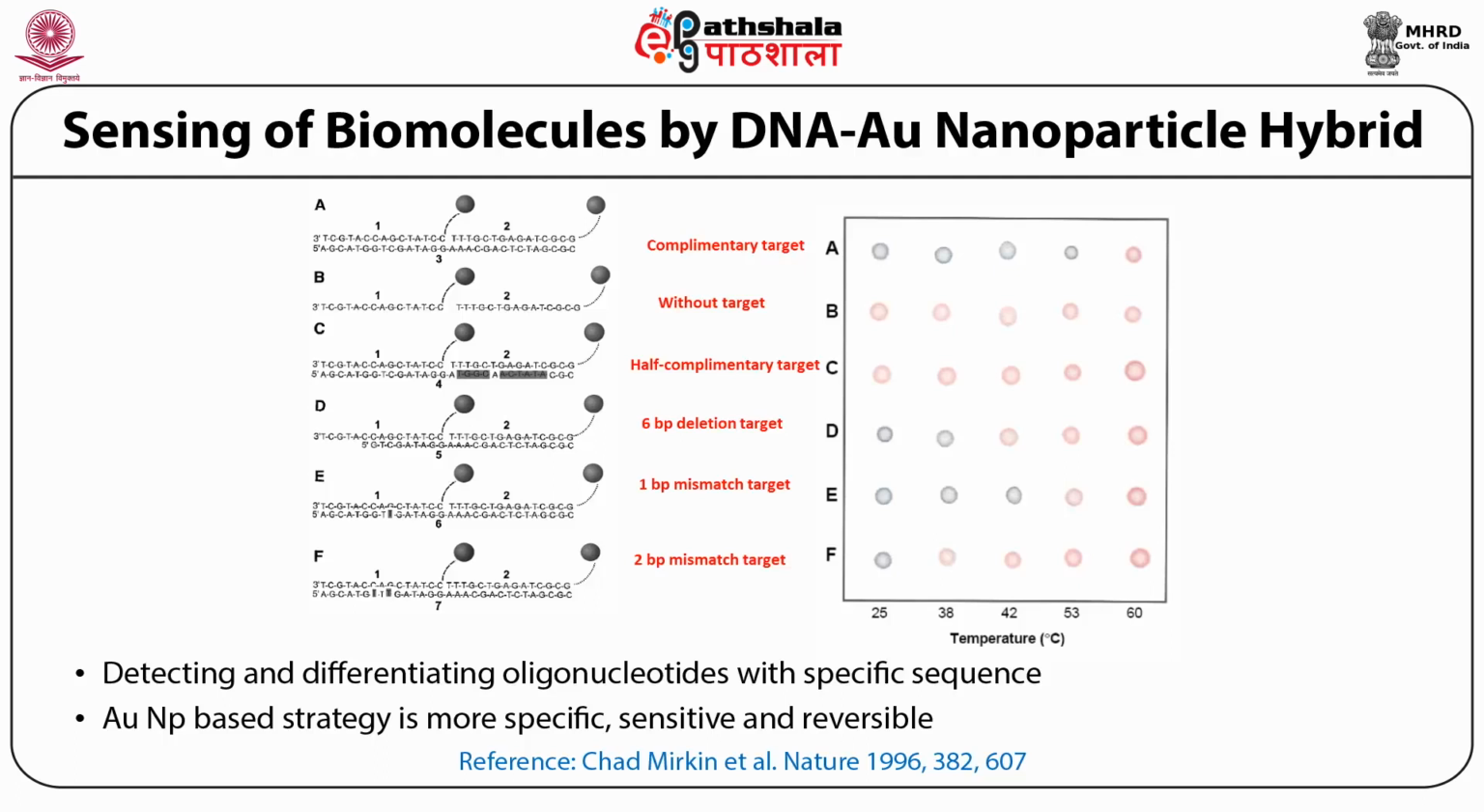That's what you can actually check: if you have half complementary or a two base pair mismatch, how much this changes the color or shifts the SPR wavelength. And based on that, you can actually detect and differentiate oligonucleotides with very specific sequence, and this can be used as a strategy, in a combinatorial approach, for more specific, sensitive and reversible detection of oligonucleotides.